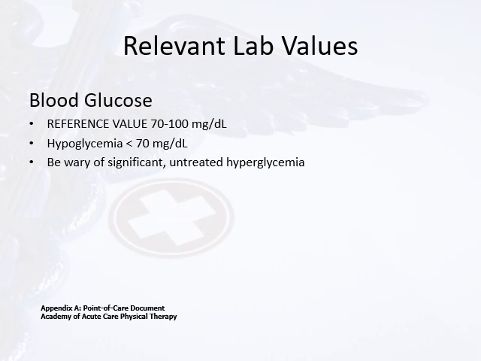Okay, our next lab value to look at is blood glucose. And of course, this is a pretty important one. Standard reference values for fasting is going to be between 70 and 100 milligrams per deciliter.